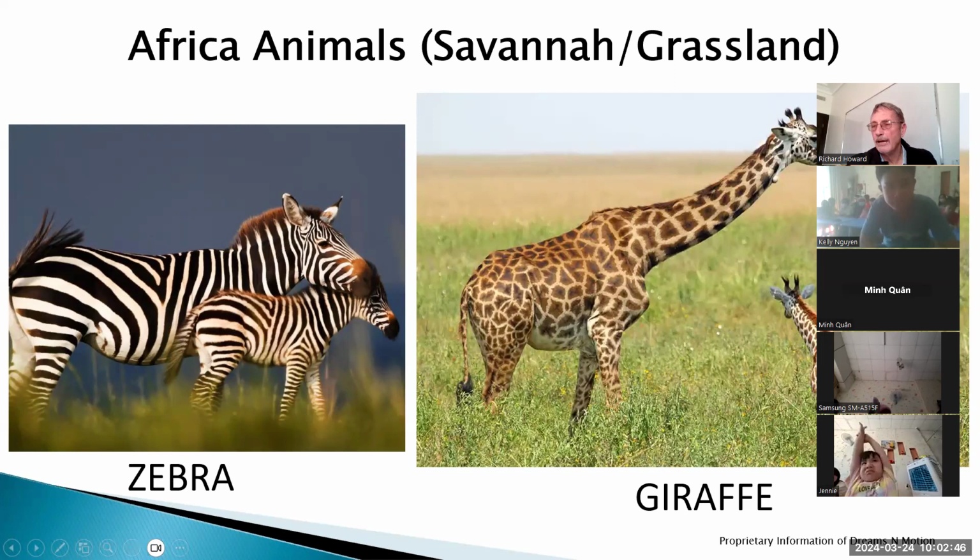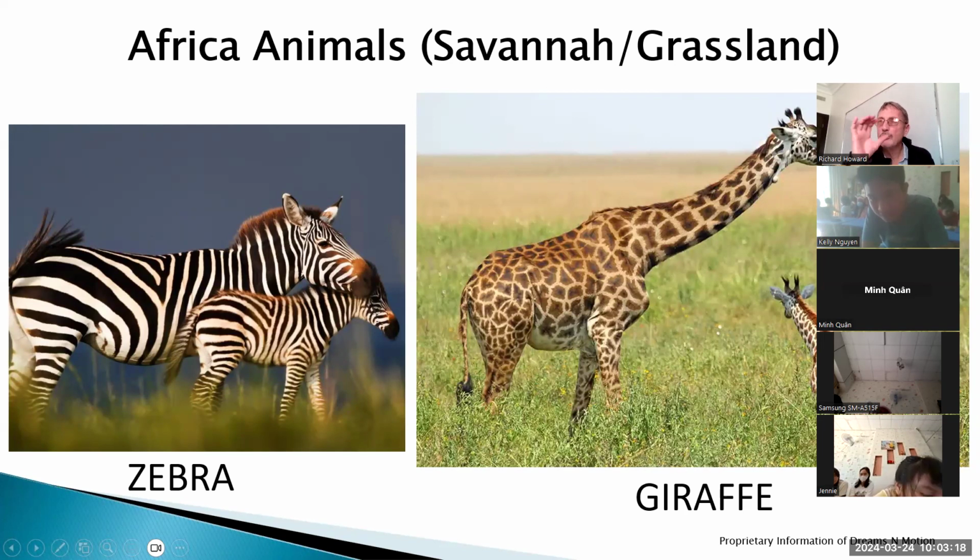Okay, so on the other side, we see the giraffe. Why do you think the giraffe has a long, long neck? Why? What's good about that? Because its front leg is taller than the rear legs. Yes, the front legs are longer than the back legs, right?